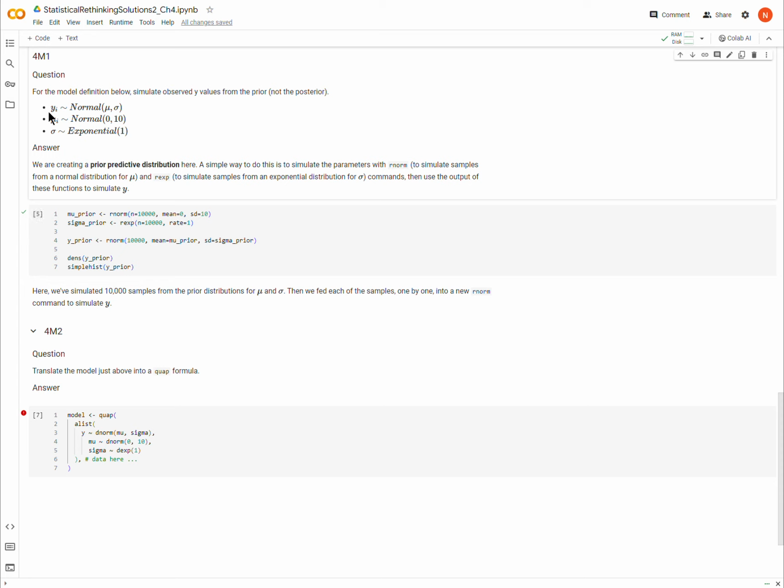But we might want to start with y, but we can't because it's defined in terms of mu and sigma. So first we have to define mu and sigma. So here we have a mu prior, okay, and it says that mu is distributed as a normal distribution with a mean 0 and a standard deviation of 10. So we're using the rnorm function in R, and we're going to make 10,000 samples with a mean 0 and a standard deviation 10.